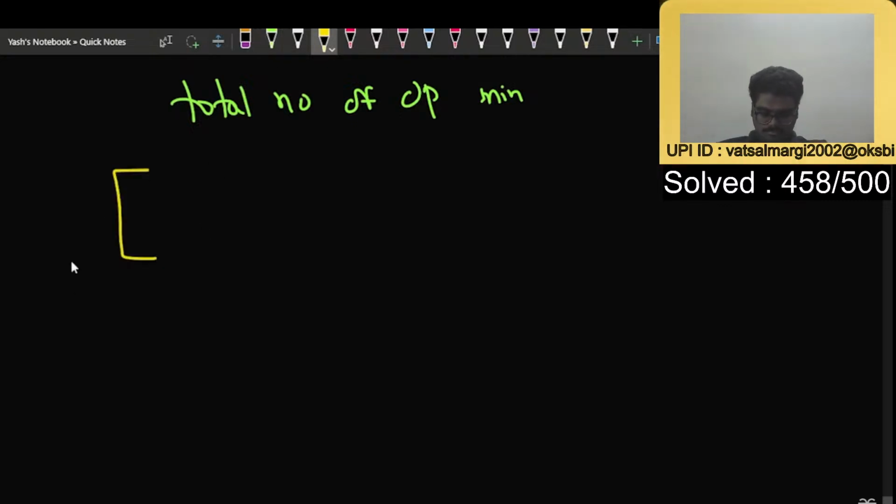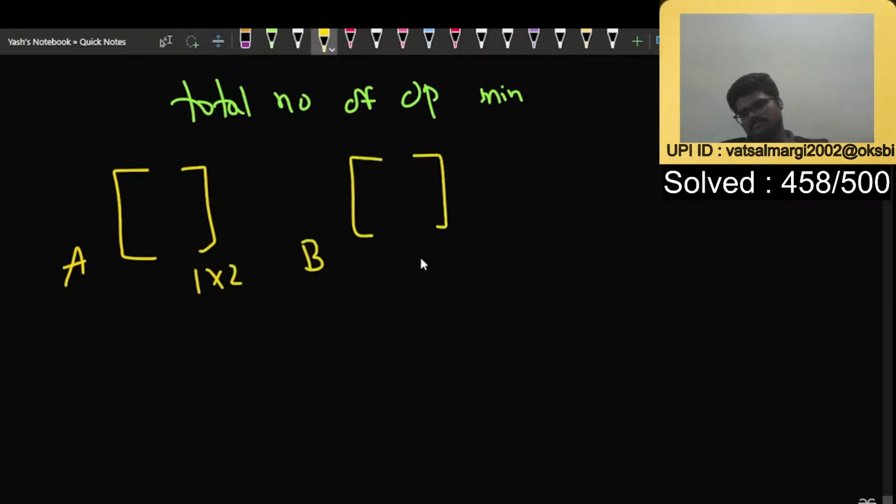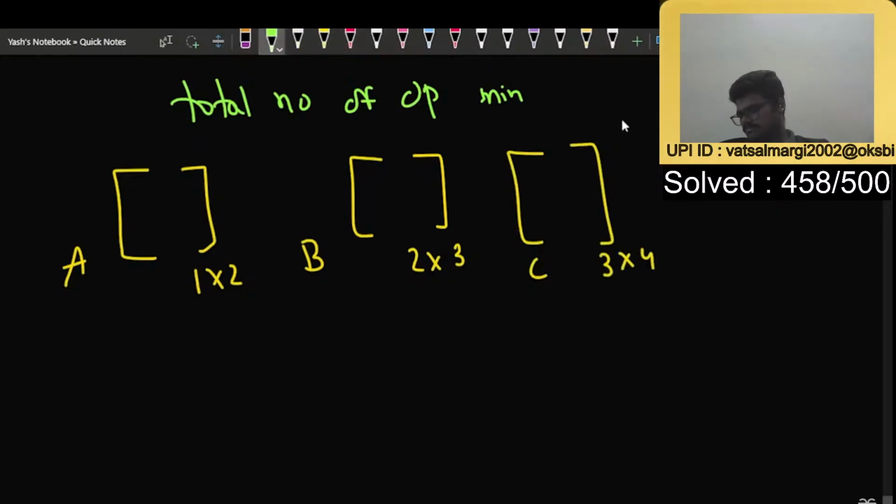Yes. Suppose there is a matrix A of dimension 1 cross 2, a matrix B of dimension 2 cross 3, and another matrix C of dimension 3 cross 4. If I apply the associative property, A into BC, where BC is multiplied first and then the result is multiplied with A, is equal to AB into C, because matrix multiplication is associative.